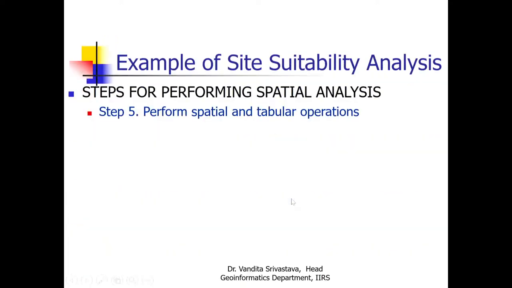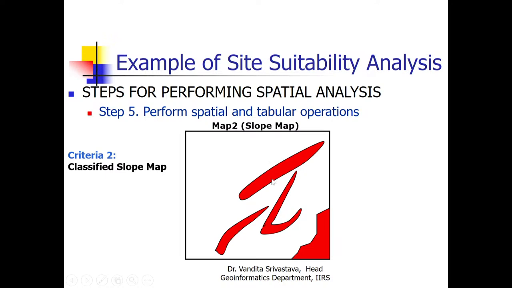The next criterion I talked about was slope. So let us say I have already obtained a classified slope map. This is after performing the spatial operations, because even if I have a slope map, I will have to classify it for slopes more than 20 degrees and slopes less than or equal to 20 degrees. Okay, so let us say that we have done that as well, and these are the red ones. The red slopes are the ones that are steep slopes.